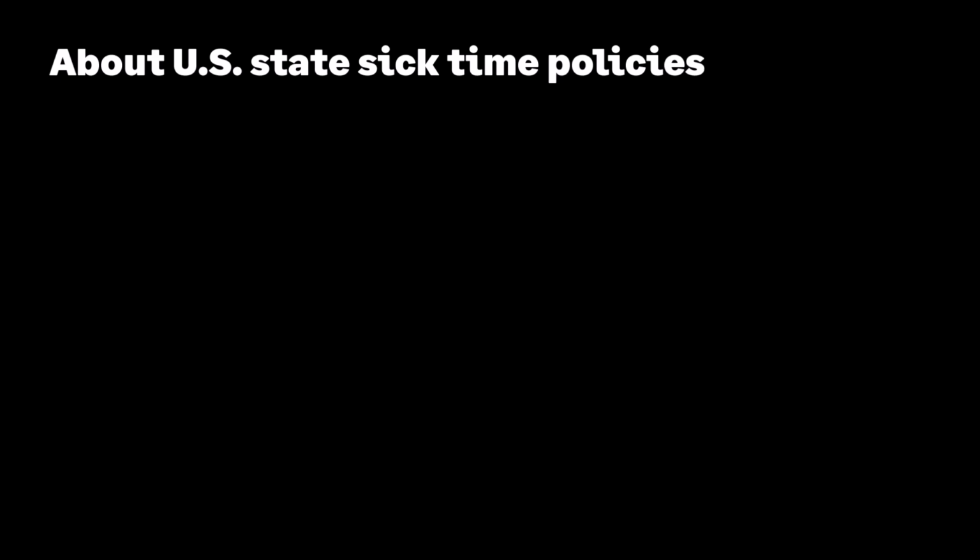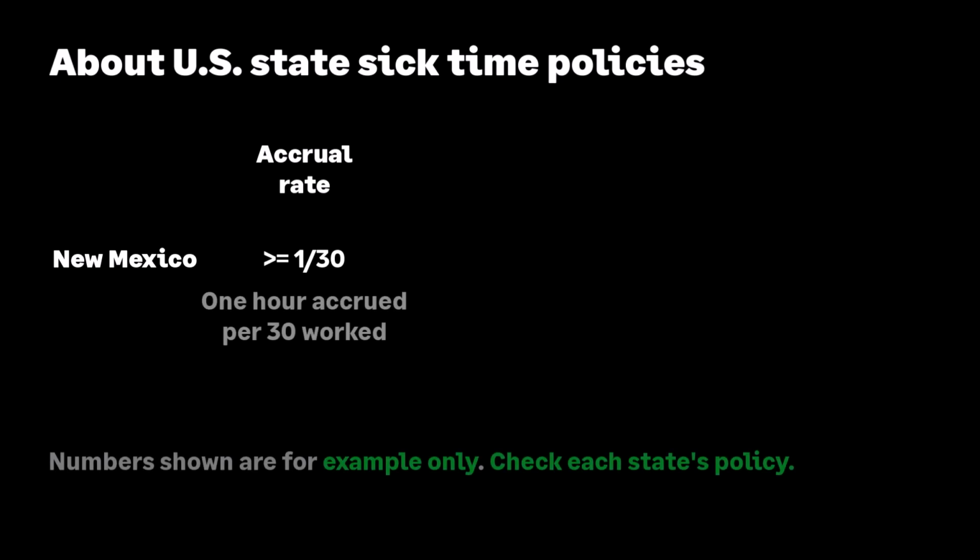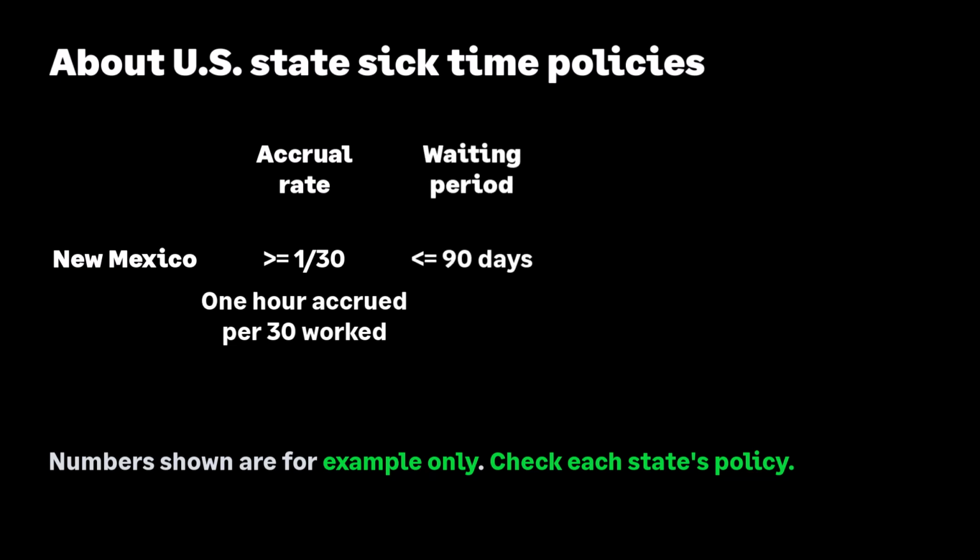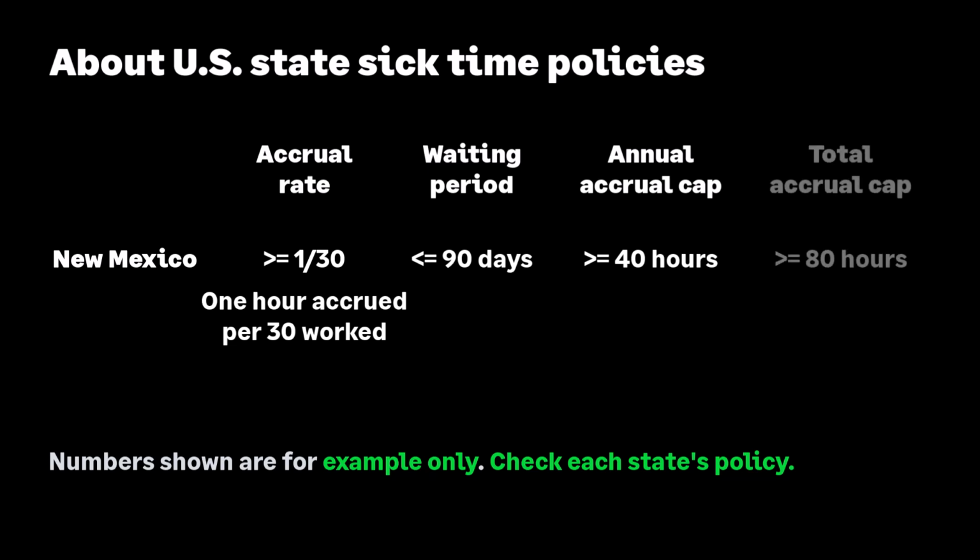Imagine that a state, such as New Mexico, has a policy that employees must accrue at least 1 sick hour for every 30 hours worked. The waiting period before they can take sick time must be no greater than 90 days from the start of their employment, and the cap on annual accrual of sick time must be no less than 40 hours per year. If employees don't take all of their sick time in a given year, they must be allowed to accrue at least 80 hours.